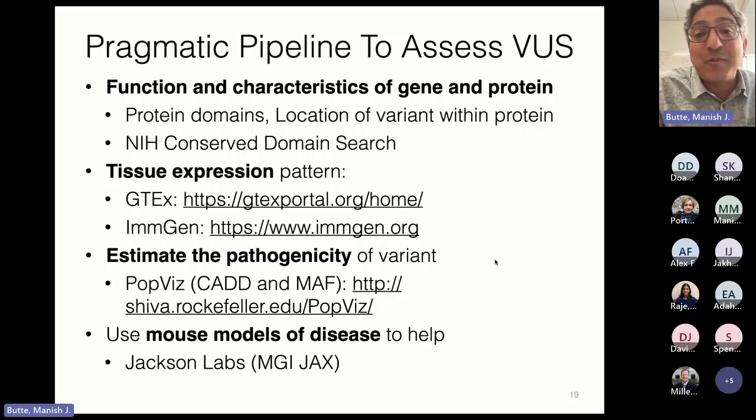And then again, tissue expression or cellular expression matters a lot. Estimating the pathogenicity of the variant based on its rareness and how much damage it causes is very important. And then I would encourage you, as you're narrowing the list of VUSs to the ones you really want to work on the most, use your mice brethren as friends. They will help you. The mouse immune system is extensively studied, and it offers a very good parallel to the human immune system. You can learn a lot by Googling and reading some of the mouse immunity papers where this gene might have been knocked out, and it gives you a hint about what the immune impact is.